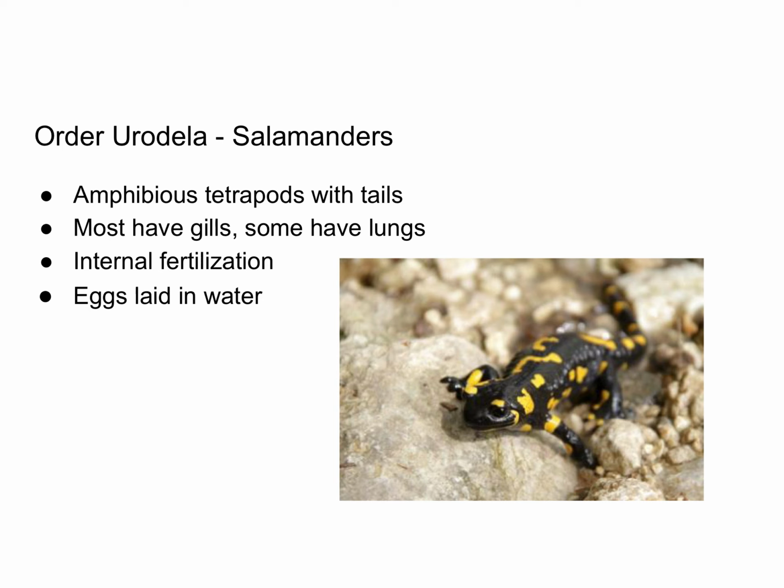So let's take a closer look at the order Urodela, which are the salamanders. They are amphibians, they are tetrapods, and they do have tails. Most have gills, but some have lungs. They have internal fertilization, so that means that copulation has to occur. So the male has to deliver sperm into the female reproductive tract. And then they do lay their eggs in water, which is true of all amphibians.